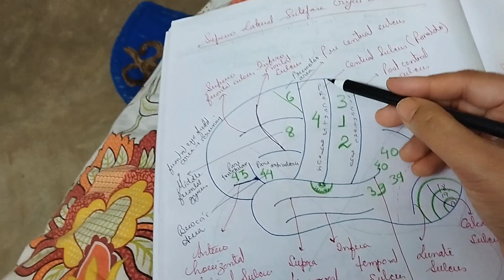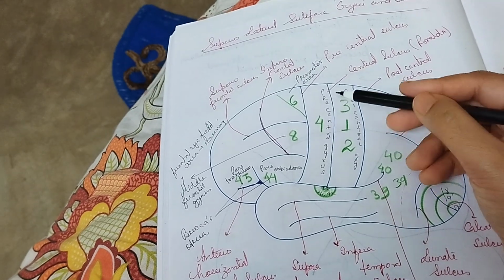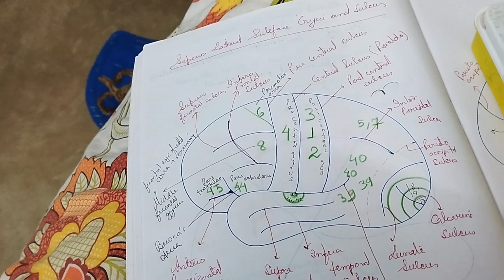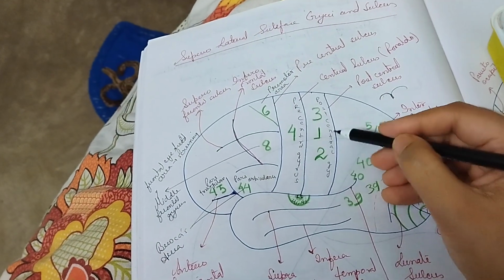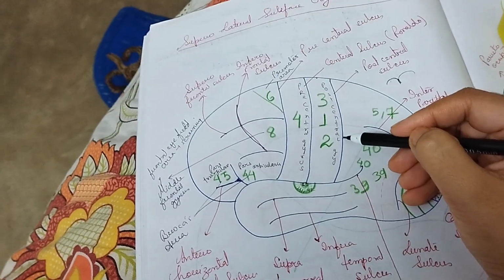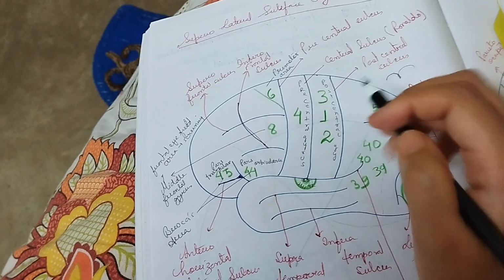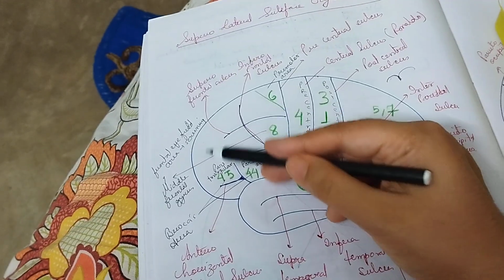Now the main sulcus in between is known as the central sulcus or the sulcus of Rolando. The sulcus after it is known as the postcentral sulcus, and this one before it is known as the precentral sulcus. Now these two are present in the front.